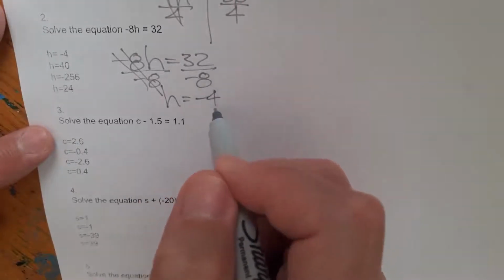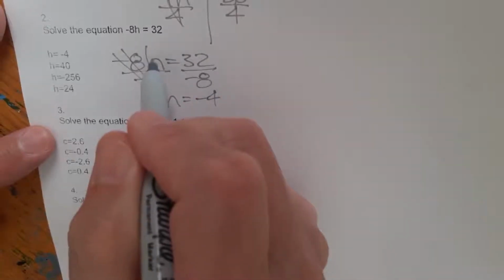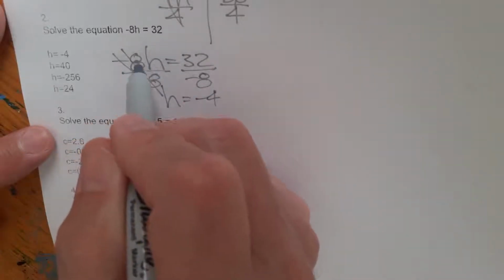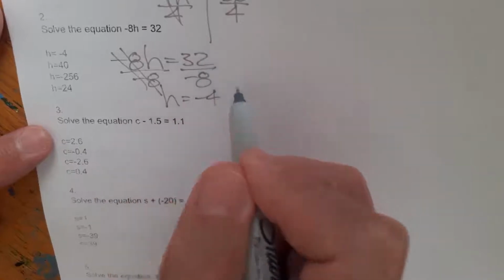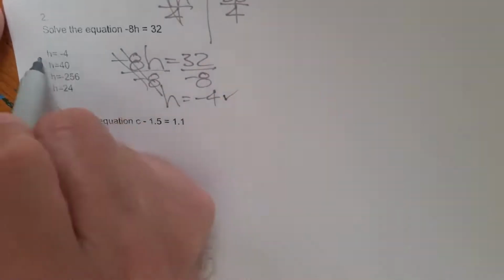Remember, we can plug back in the negative 4. So if you take negative 4 and plug it in back here for the h, is negative 8 times negative 4 positive 32? Yes. Check.